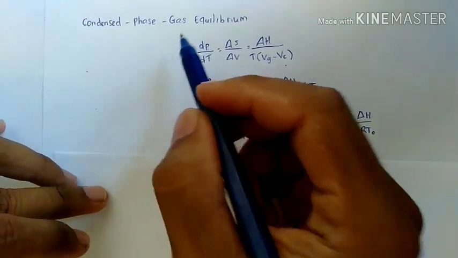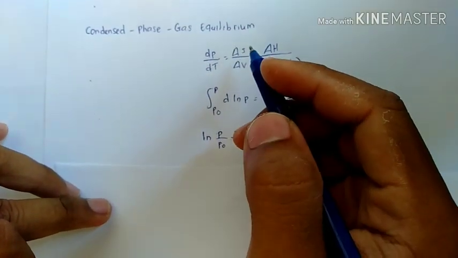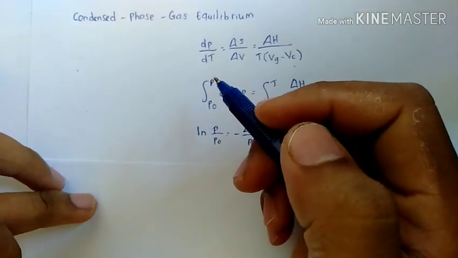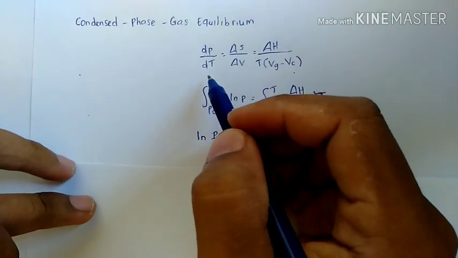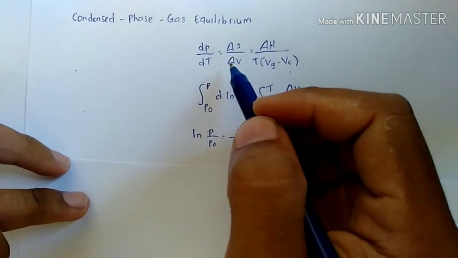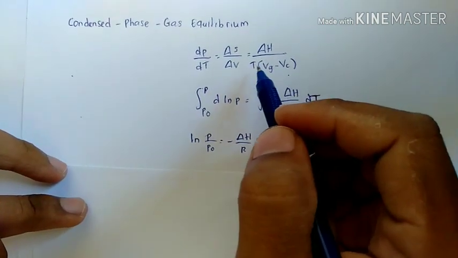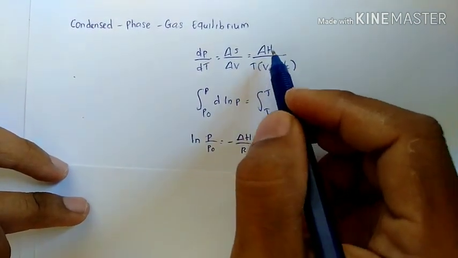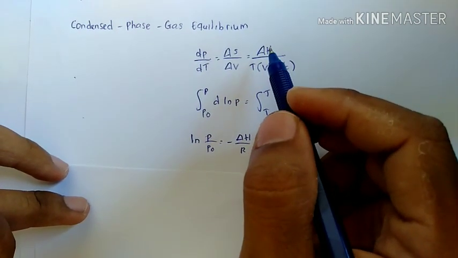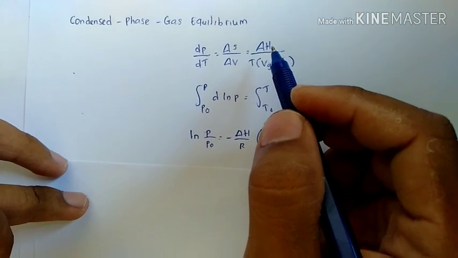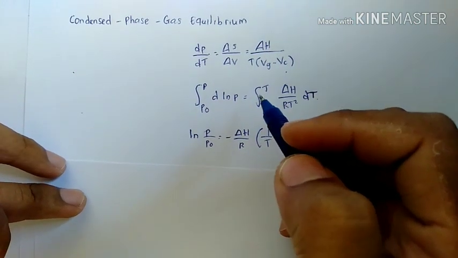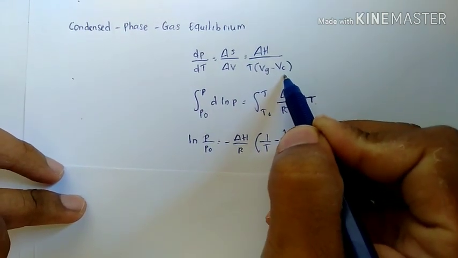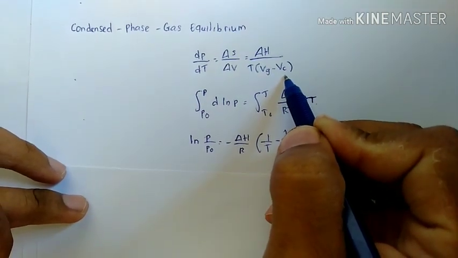Next, condensed phase-gas equilibrium. For the equilibrium of a condensed phase, either solid or liquid, with vapor, we have dP divided by dT equals delta S divided by delta V equals delta H divided by T times Vg minus Vc, where delta H is either the molar heat of vaporization of the liquid or the molar heat of sublimation of the solid, and Vc is the molar volume of the solid or liquid.